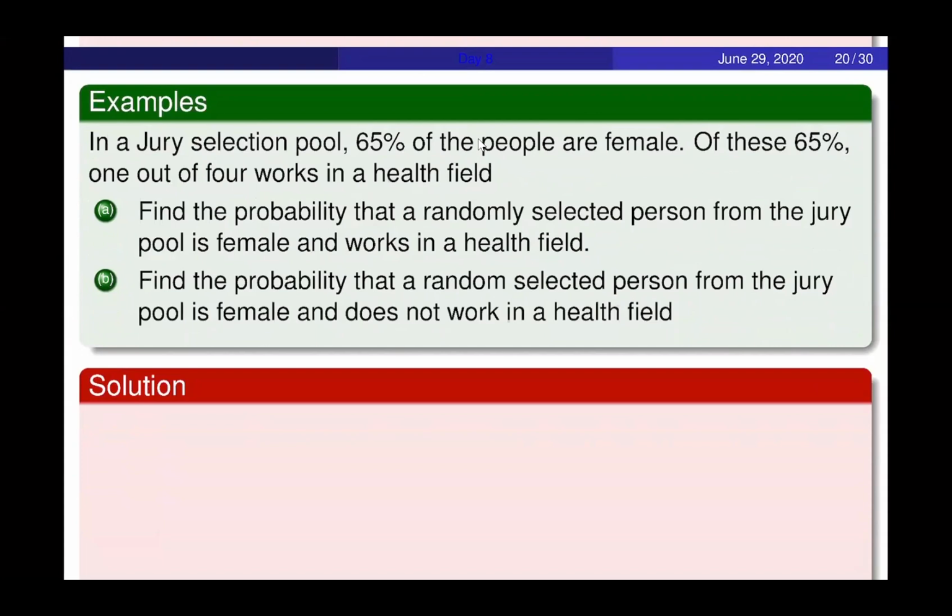All right, so let's do this next one. It says in a jury selection pool, 65% of people are female. Of these 65%, one out of four work in the health field. For part A, it says find the probability that a randomly selected person from the jury pool is female and works in the health field. So we want to find the probability they are female and they work in the health field.